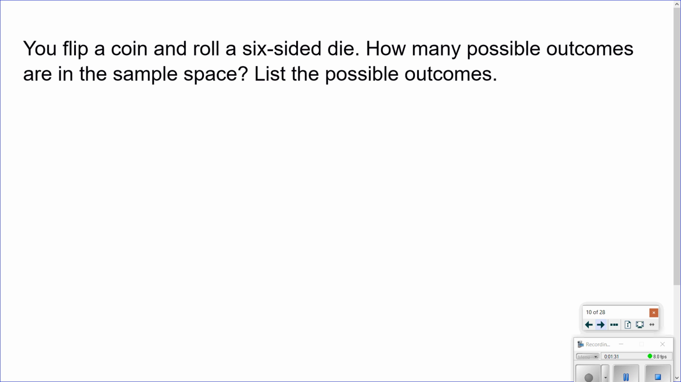Okay, this one says you flip a coin and roll a 6-sided dice. How many possible outcomes are in the sample space? And then list the possible outcomes. I'm going to show you a quick way to find that. An easy way to find the possible outcomes is to make a tree diagram. So you start with your first event. It says you flip a coin. So if I flip a coin, I could get a heads or I could get a tails.